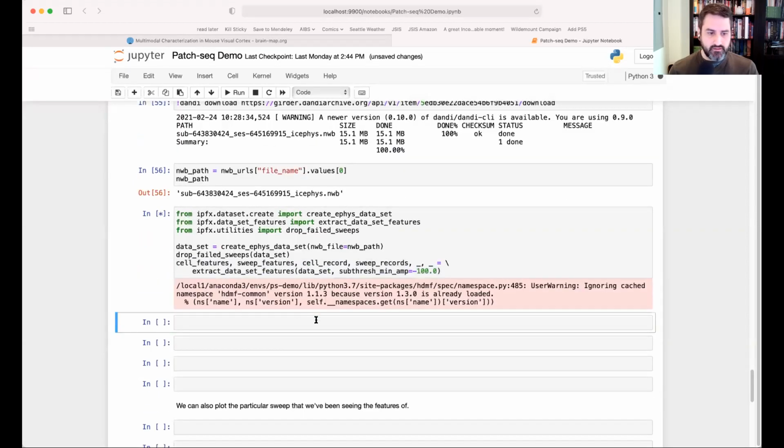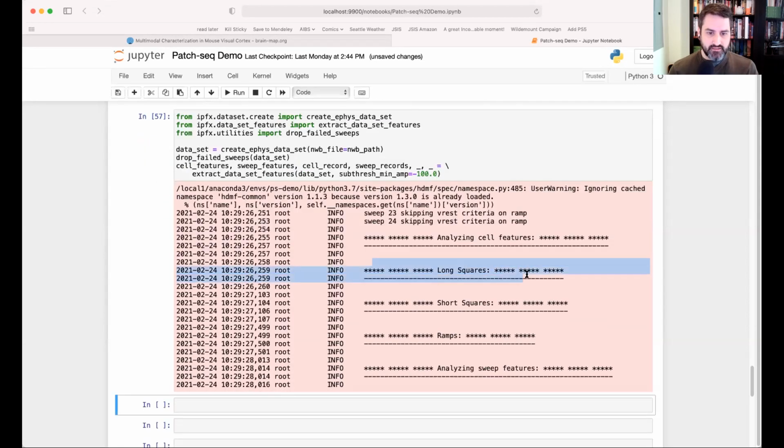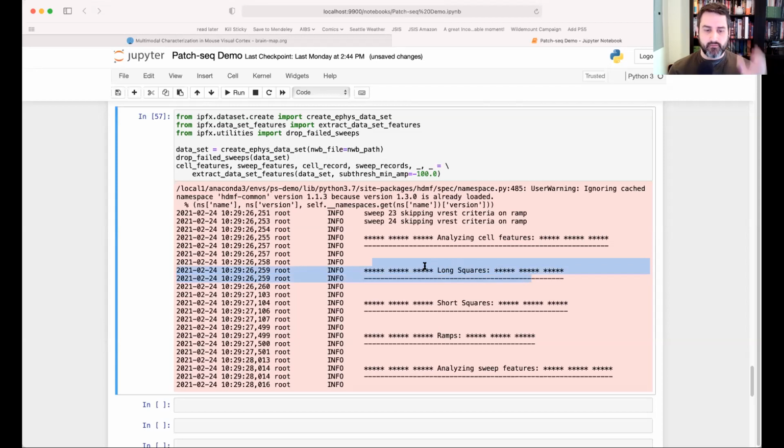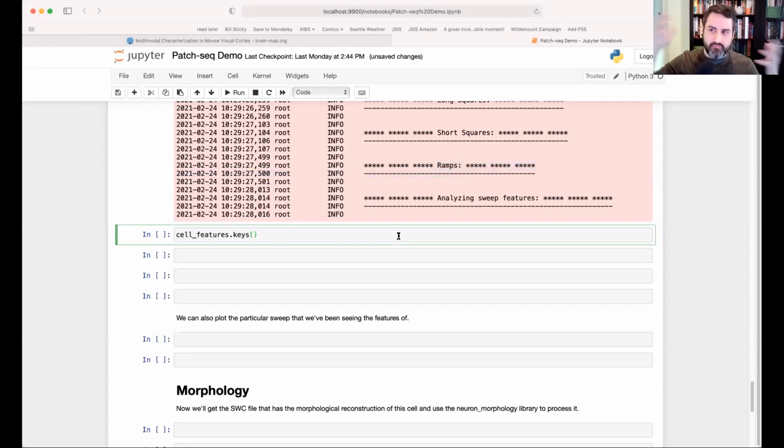So this will run, take a second. You can see there are different types of responses that are being analyzed. So responses to long squares, which are a second-long current pulse, short squares, which are a 3 millisecond current pulse, and ramps, which is a slow current injection. And that's done now. So this basically tries to analyze all the kinds of things that you might be initially interested in about a cell.